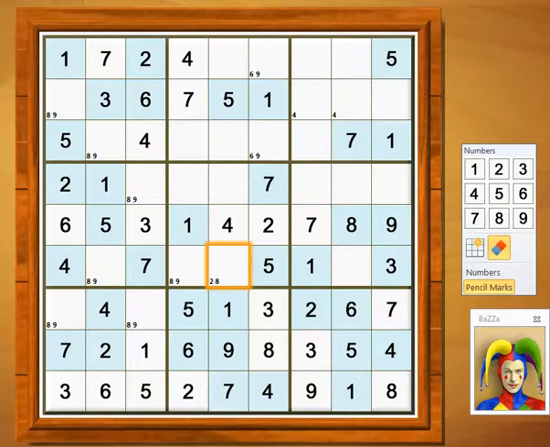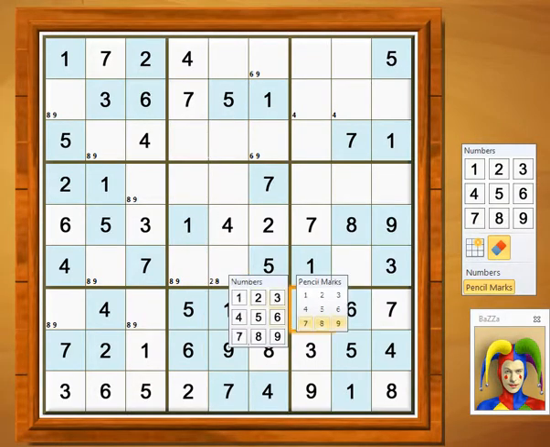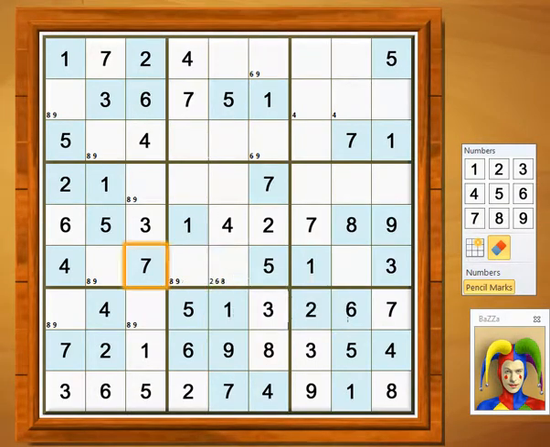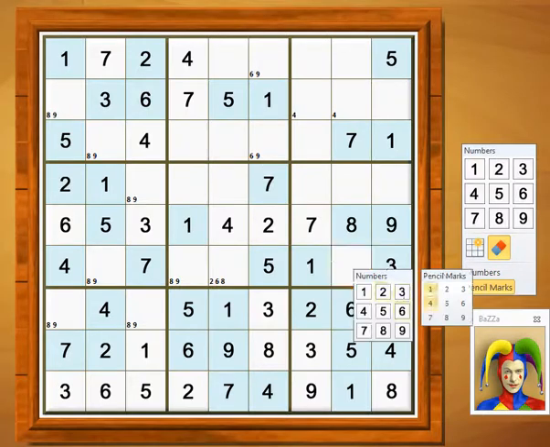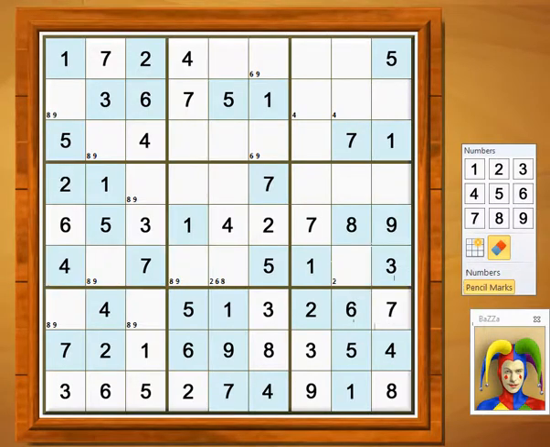4, 5, 6. So there's no 6. 7, 8, 9. So we've got 1, so we've got 2, 3, 4, 5, 6, 7, 8, 9. As you can see, I've only got 1. I was only able to put the 1 in there because we needed 2, 6, 8, 9.